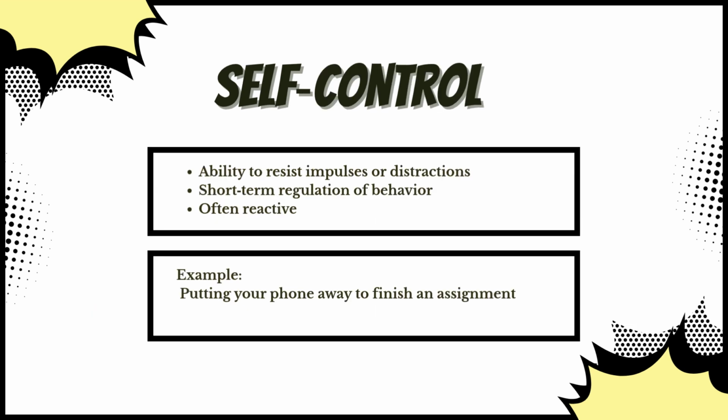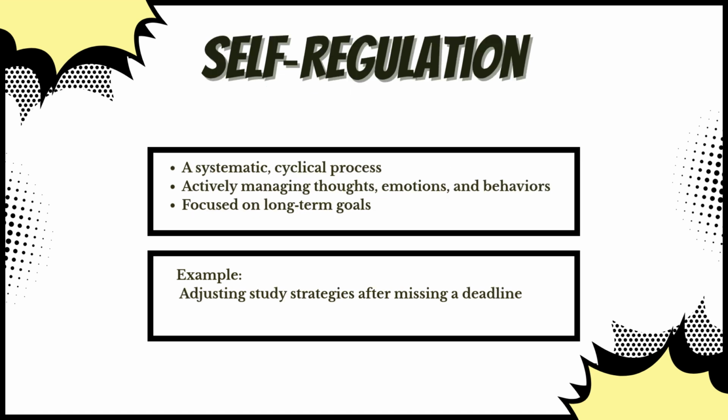Self-control. This involves resisting distractions or impulses in the moment. While important, it is not the same as self-regulation, which involves planning, monitoring, and reflecting over time. Therefore, self-regulation is a deliberate and ongoing process. Students set goals, monitor their own progress, and adjust strategies. This skill develops over time and often requires instructional support.